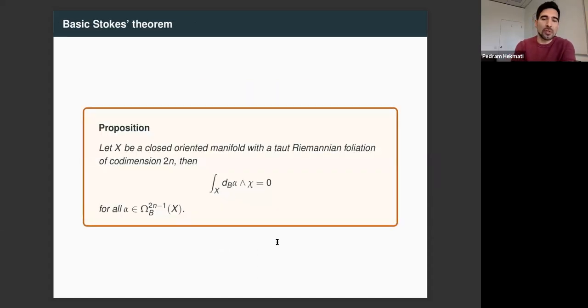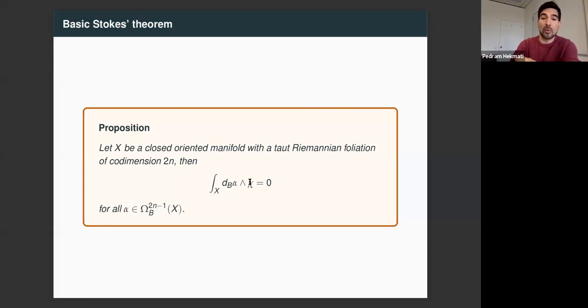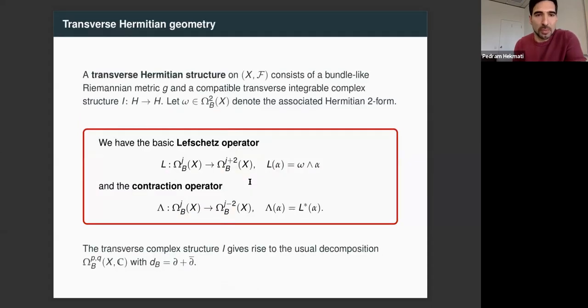And why we need to restrict to tautness is because to establish a correspondence, we need to define the notion of stability, and the stability is defined in terms of the slope or the degree of the bundle. And to have a sensible notion of degree in the foliated setting, we will need to use a basic version of Stokes' theorem, which is what's stated here. Without this, there is no immediate natural way of defining the degree for transverse holomorphic bundles. These are maybe standard results, so I won't say too much about the basic Stokes theorem.